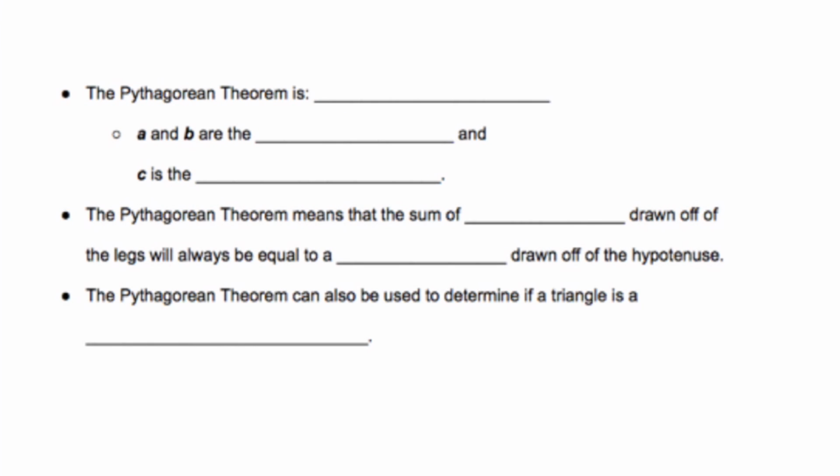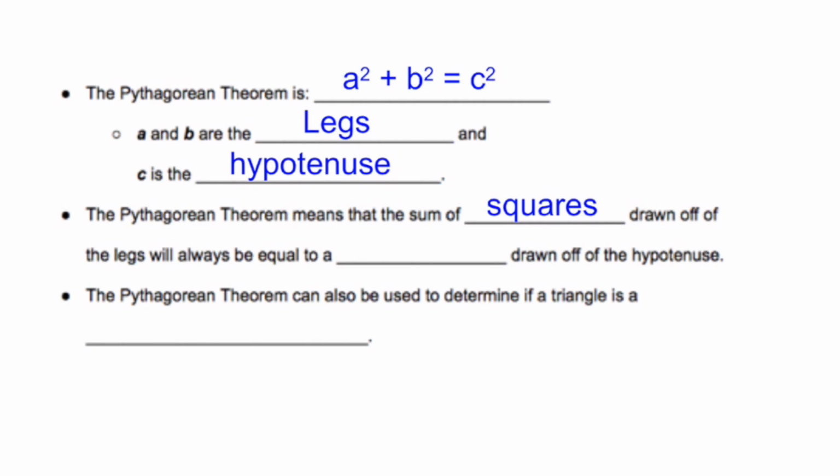The Pythagorean theorem is a squared plus b squared equals c squared, where a and b are the legs, or the shorter two sides of a right triangle, and c is the hypotenuse, or the longest side of a right triangle. The Pythagorean theorem means that the sum of the squares that are drawn off of the legs will always be equal to the square that's drawn off the hypotenuse. The Pythagorean theorem can also be used to determine if a triangle is a right triangle.